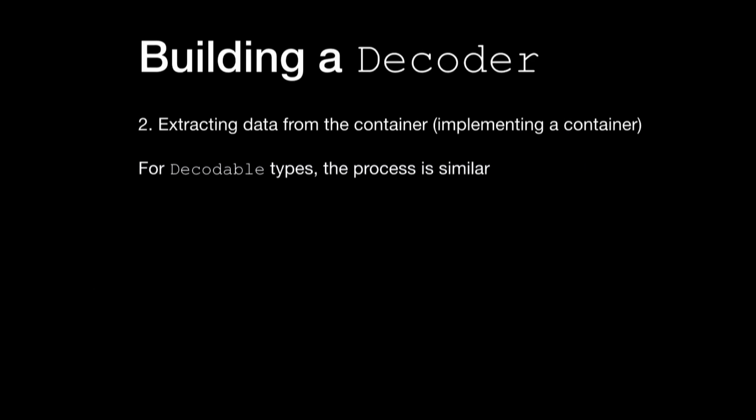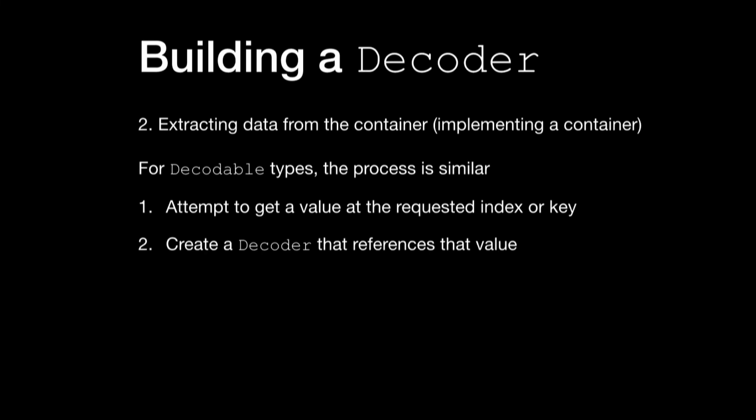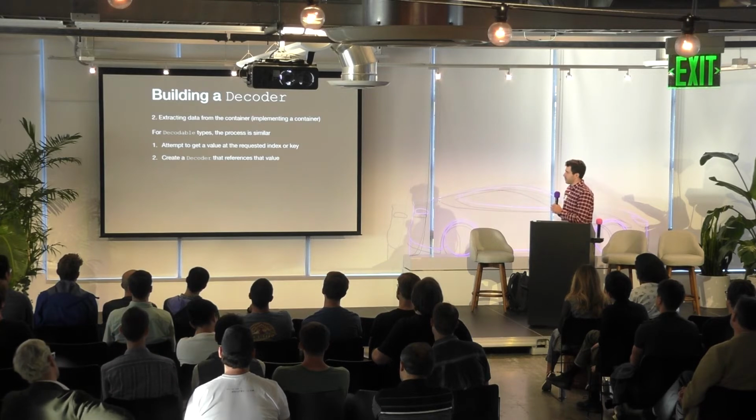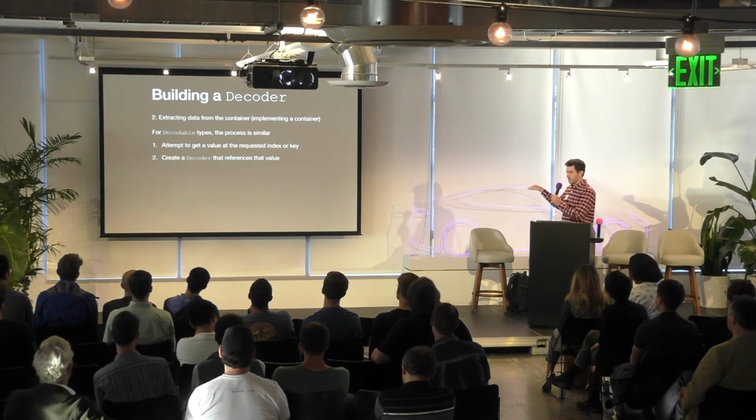All right, so we've covered the trivial types, and now let's look at the Decodable types. The process is very similar. We're going to attempt to get a value of the requested key or index, using the function we just implemented. And then we are going to create a decoder that references that value we've just extracted. So again, we are going to create a new JSON object decoder, in this case referencing that value we just extracted, basically restarting this decoding process at the new level in our JSON data structure.